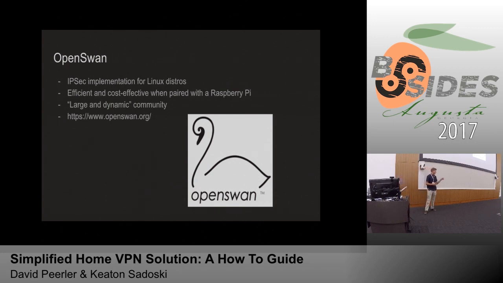So, OpenSwan. All right, let's get into actually installing the VPN part of this configuration. We chose OpenSwan. It is a fantastic IPsec implementation for Linux distributions. It is amazing. Everything about it is amazing, honestly. I say amazing a lot in this, so sorry, but it's just what I believe. It's really efficient and cost-effective when you're using Raspberry Pi. We use the Raspberry Pi Model 2, or Raspberry Pi 2 Model B, excuse me.